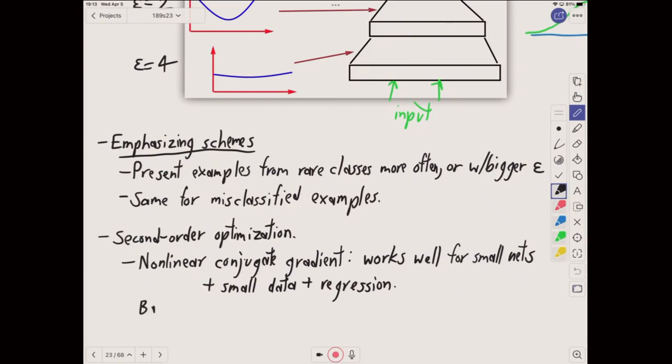I have to warn you that the nonlinear conjugate gradient method does not have a stochastic version. It is inherently a batch descent algorithm. So if you have huge data sets with lots of redundancy, it's not going to be able to exploit that redundancy.